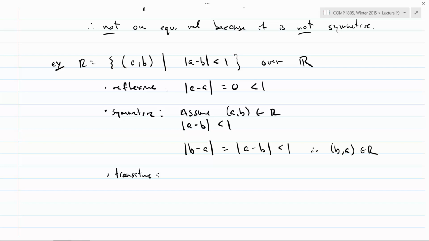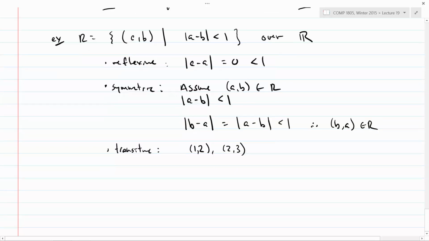Right? So look for A, B, and C such that AB is in the relation, and BC is in the relation, but AC is not in the relation. So any ideas? So 1, 2, and 2, 3.